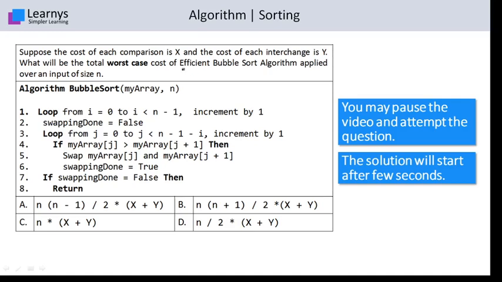So the question is based upon the efficient bubble sort algorithm. It is saying suppose the cost of each comparison is x and the cost of each interchange is y. You have to tell what will be the total worst case cost for the given efficient bubble sort algorithm. Options are also given to you. So you may pause the video and attempt the question.